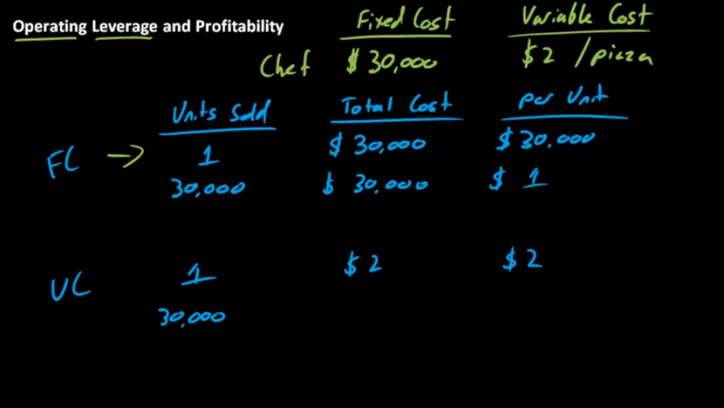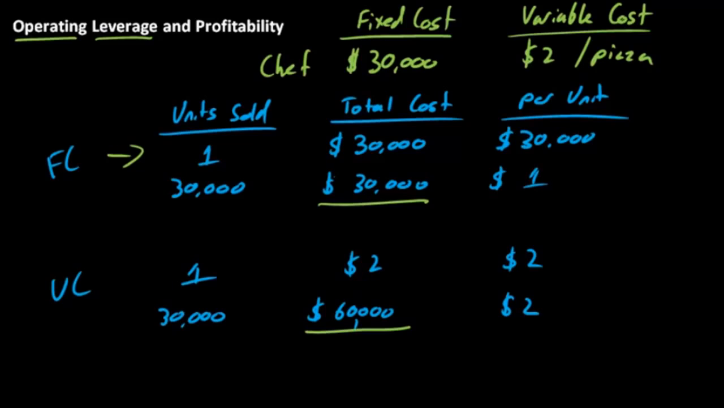But there's a flip side to this, okay? While the variable cost structure really reduces the risk if the volumes are really low, as our cost is only $2, if our volumes are high, the cost is more. Let's say that we sold 30,000 pizzas. Well, now our total cost is 30,000 times the $2 we had to pay the chef. So now our total cost is $60,000 and our cost per unit is still $2. So notice that while the variable cost structure reduces risk, it also reduces potential profits. Because under scenario 1, with the fixed cost, when we sold 30,000 pizzas, our total cost was only $30,000.